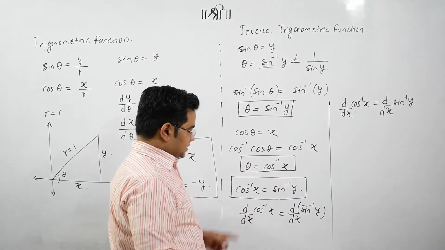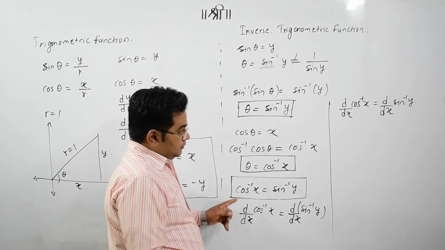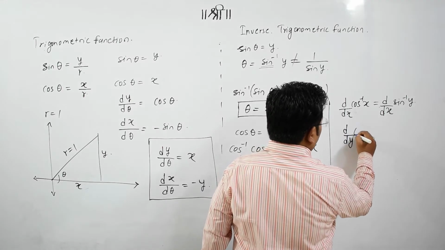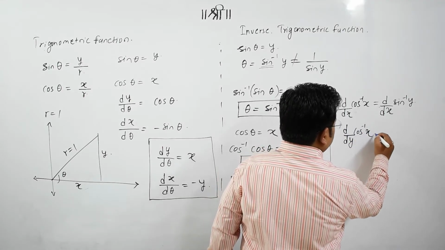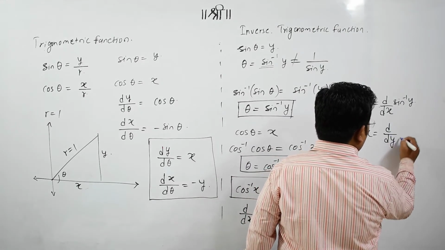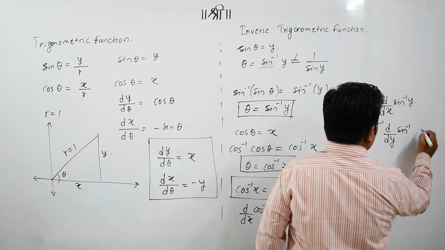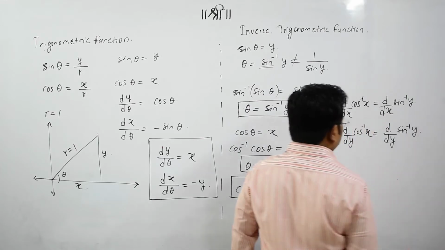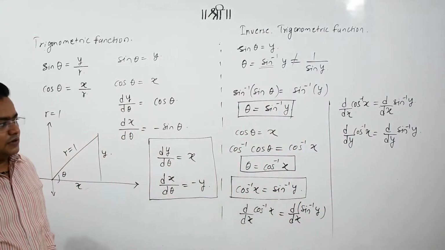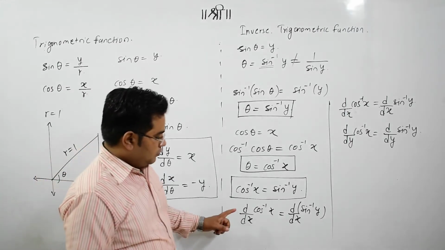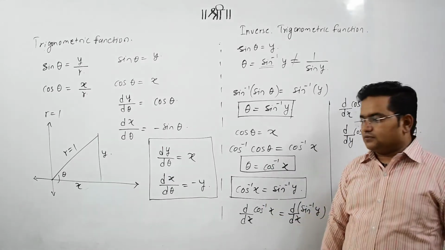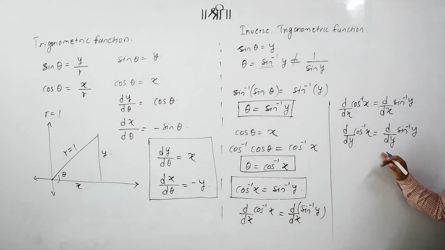Now if I differentiate this equation with respect to y, then also it is true. So d upon dy of cos inverse of x should be equal to d upon dy of sin inverse of y. Now I am focusing on that important parameter. What is the meaning of these equations? Now look at it properly.